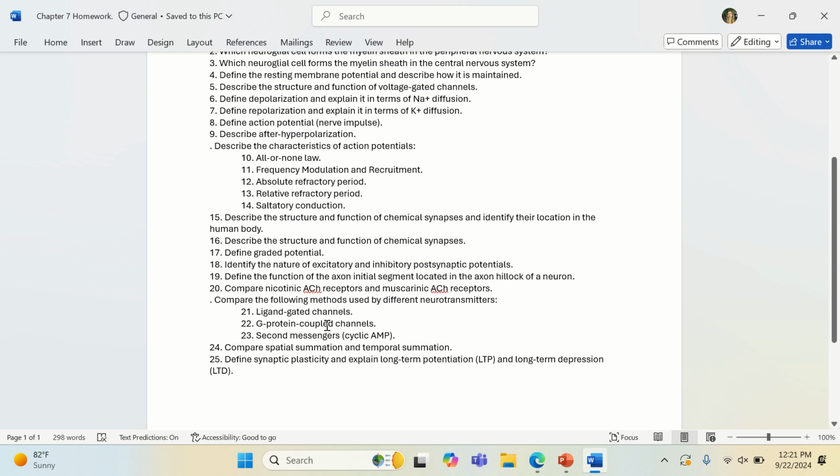So ligand-gated channels, G protein coupled channels, and second messengers. I just wanted to give you an overview of how the physiology works of these different neurotransmitters. And I went through and talked to you already about summation. Your figure where it shows that is figure 7.33, so I'll make sure to show that to you. And then we're going to look at synaptic plasticity.